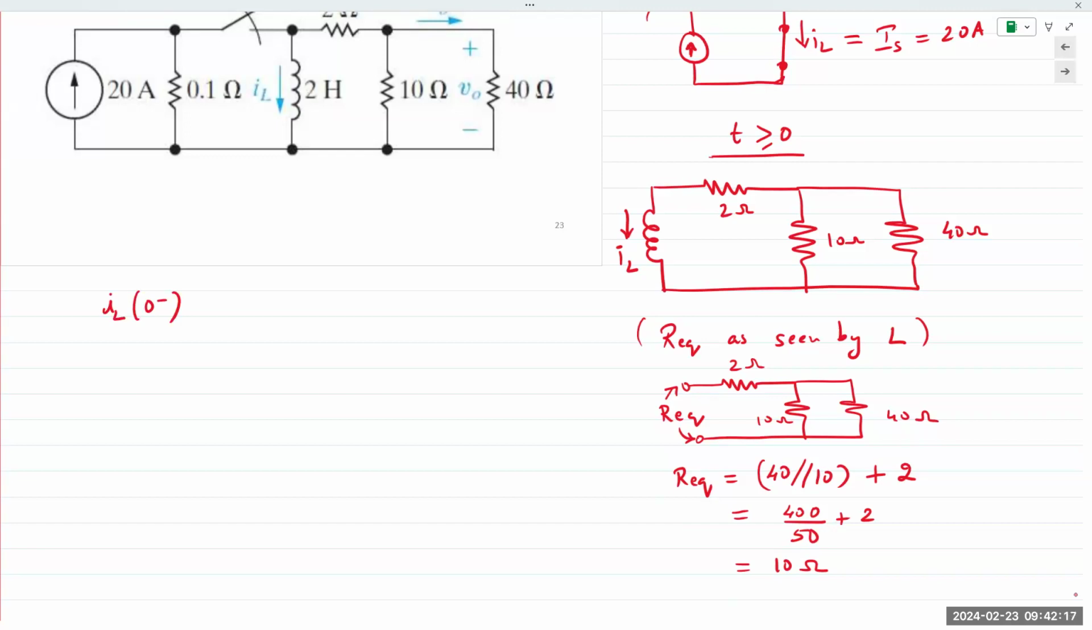Initial value of the inductor current was 20 amps. After the switch is flipped, IL at 0 plus, right after the switch is flipped, should be equal to IL at 0 minus. And so I can write my initial value of the current, I0, is 20 amps. And because the switch is closed and the inductor is discharging, I can also write IF, final value, is 0.